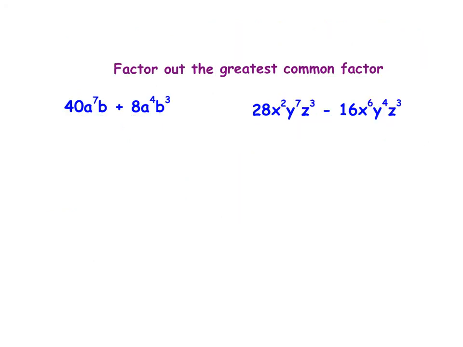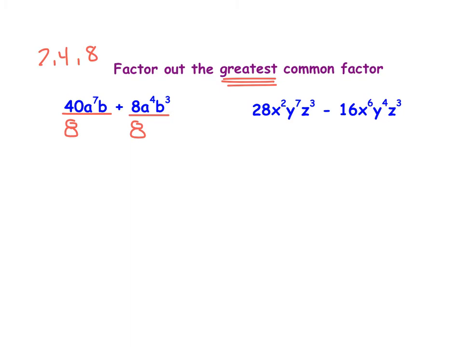So let's do a couple more examples together. If I look at 40 a to the 7th b plus 8 a to the 4th b cubed, what I notice is that both 40 and 8, their greatest common factor, well, they have a number. They have 2, they have 4, they also have 8 in common. Both of them are divisible by 8. So I'm going to divide both of these by 8.